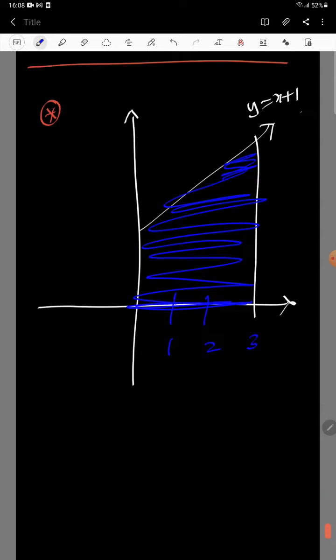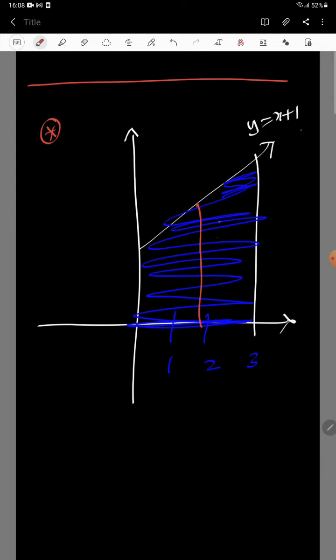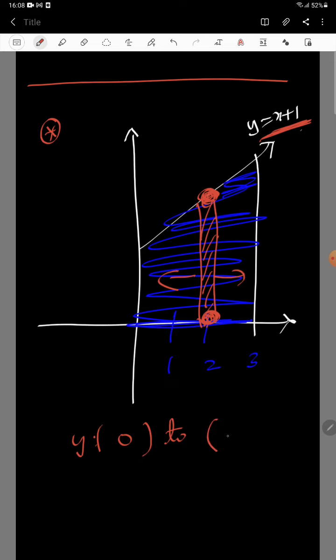Then what are the limits now? Then I will take up a strip parallel to the y-axis. Generally we take it like this. Now this strip should be expanded to get the complete blue region. So y starts with 0 and it is ending at this point. This point is nothing but y equals x plus 1. So y starts from 0, ends at x plus 1, and x starts at 0 and x ends at 3.